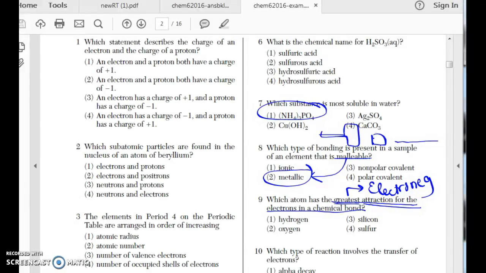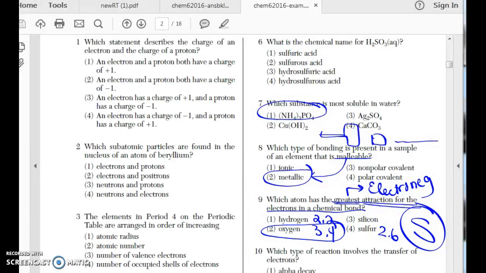We can look up those values on Table S, which I think you can find. Hydrogen is 2.2, oxygen is 3.4, silicon, it slips my mind right now. Sulfur is a lowly 2.6. Just take my word for it, my friends. Oxygen is the one with the highest electronegativity.